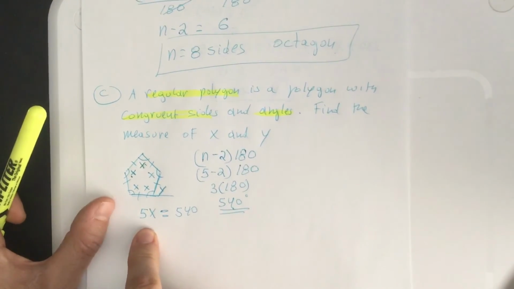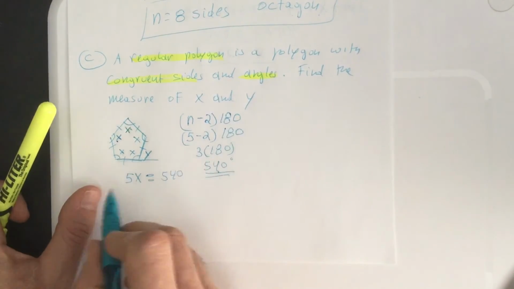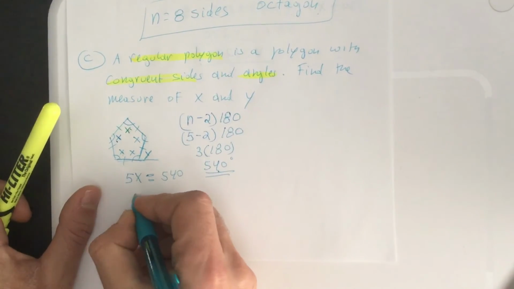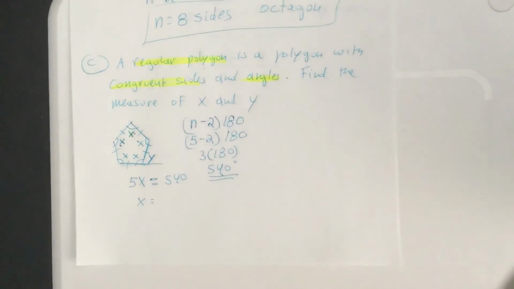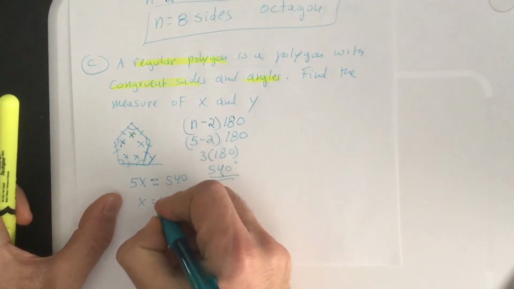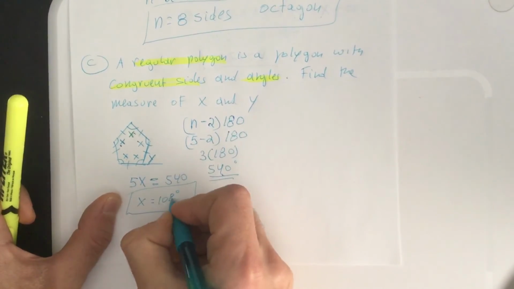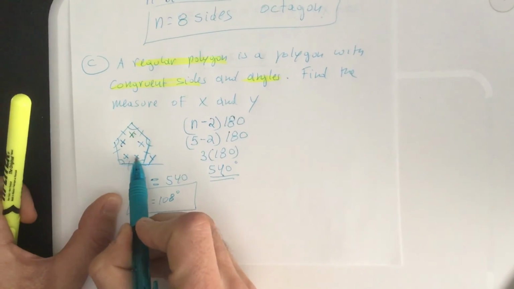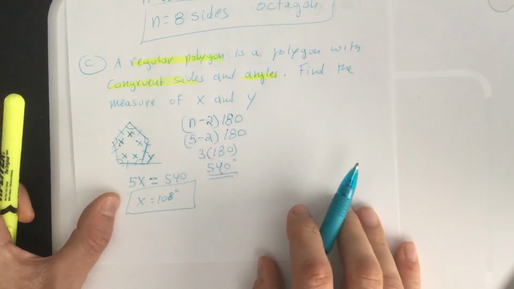Now I can find the measure of angle x. Divide both sides by 5. Let's use the calculator: 540 divided by 5 is 108. So 108 degrees. 108, 108, 108, 108, and 108 add up to 540.